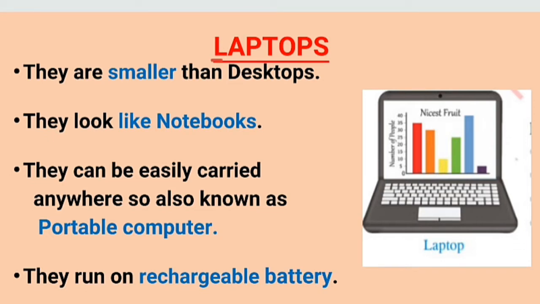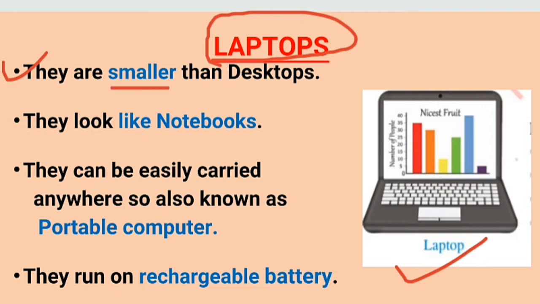The next type of computers is laptops. In this figure, you all are watching the laptop. Now, what is the difference between laptop and desktop? So, laptops are smaller than desktops. And in this figure, it is shown that only one part of computer is there. No extra keyboard, mouse or CPU is there. So, we can say in laptop, all the things are already inbuilt.